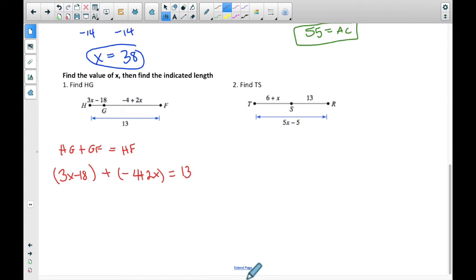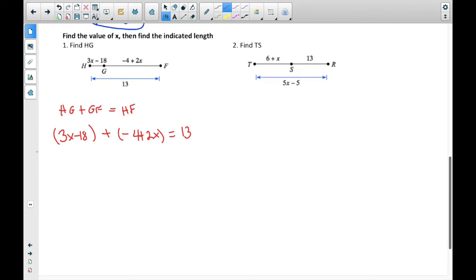Okay, so now I need to go back to what we learned last week. And we learned about combining like terms. And so I have a 3x and a 2x that I need to combine. That combines to be 5x. I also have a negative 18 and a negative 4 that I need to combine. Do that on my calculator, and I get negative 22. And I'm going to bring down my equals 13. So now I just need to solve this. So I'm going to add 22 to both sides.